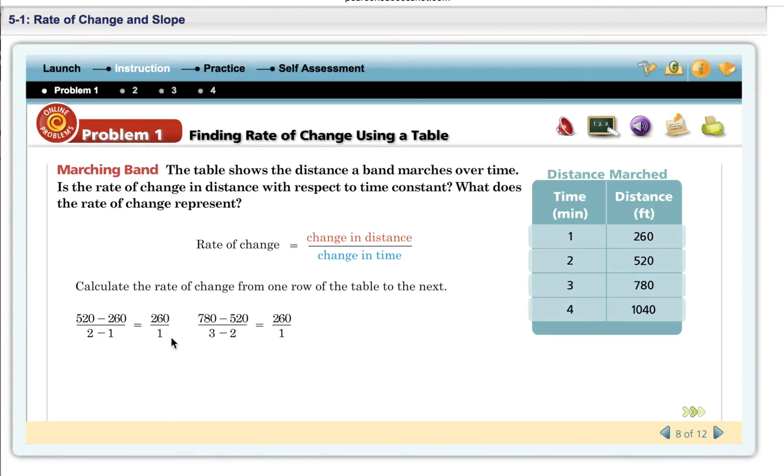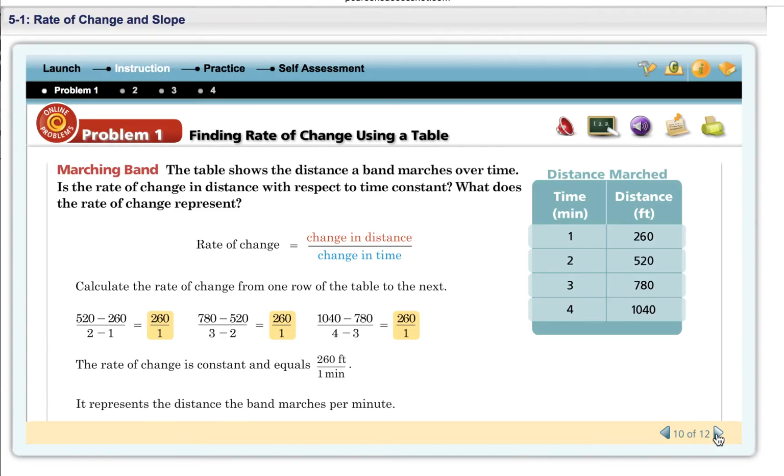So far, so good. So we have a constant change in the y's and a constant change in the x's. Again, it's always important to know that we're going to put the change in the y's on top of the changes in the x's. So the change in the range goes over the change in the domain. Finally, compare the last 2 rows. Since the rate is the same between each pair of rows in the table, the rate of change is constant at 260 feet per minute.